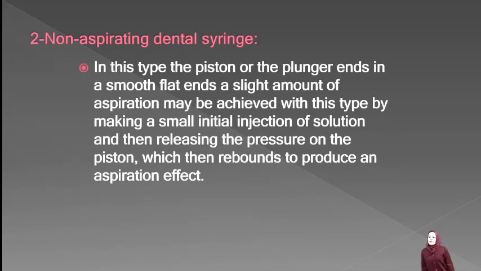Number 2, non-aspirating dental syringe. In this type, the piston or the plunger ends in a smooth, flat end. A slight amount of aspiration may be achieved with this type by making a small initial injection of the solution and then releasing the pressure on the piston, which then rebounds to produce an aspiration effect.